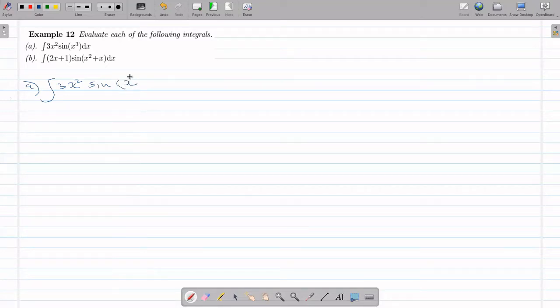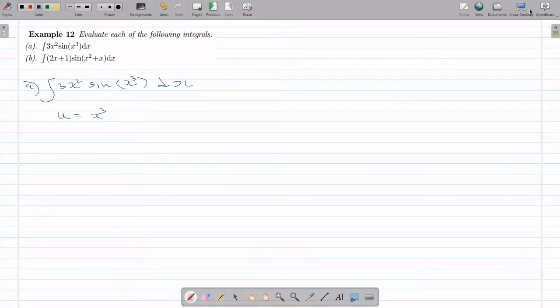x³. So here again there is a product and also a function inside a function, okay? So what I do, I take this inside function as my u. Okay, don't get confused. Here we have to use differentiation and integration.